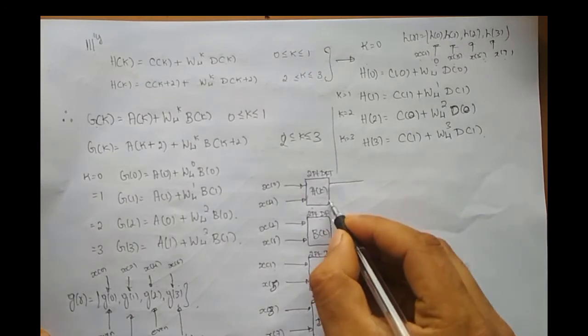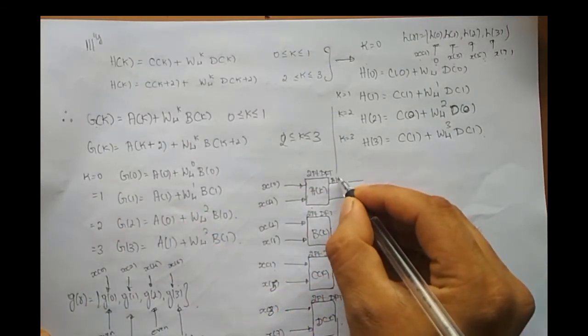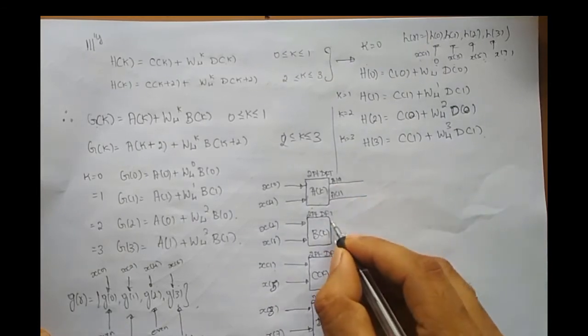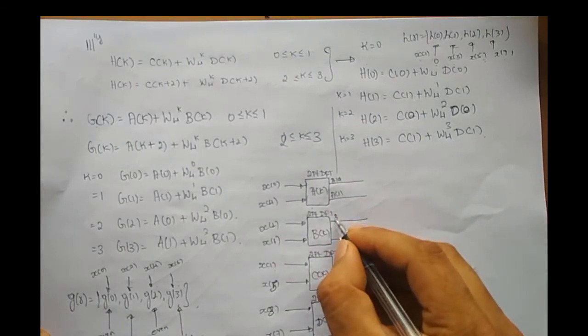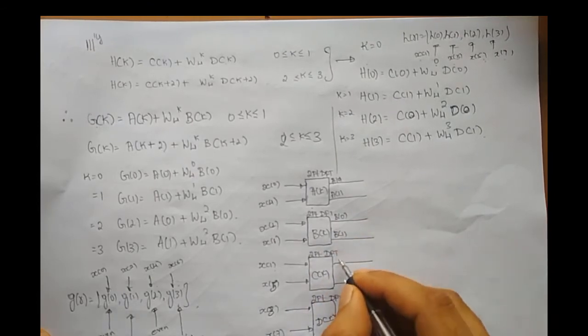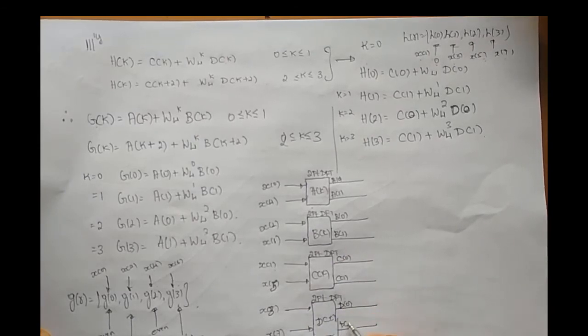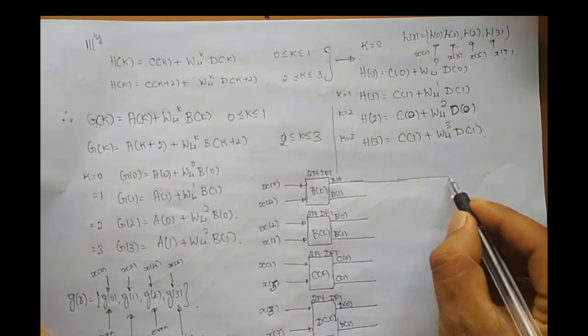Okay. So output of this is what? Output of a of k is a of 0 and a of 1. Output of b of k is b of 0, b of 1. Output of c of k, c of 0, c of 1. Output of d of k, d of 0, d of 1. Let me extend these lines.